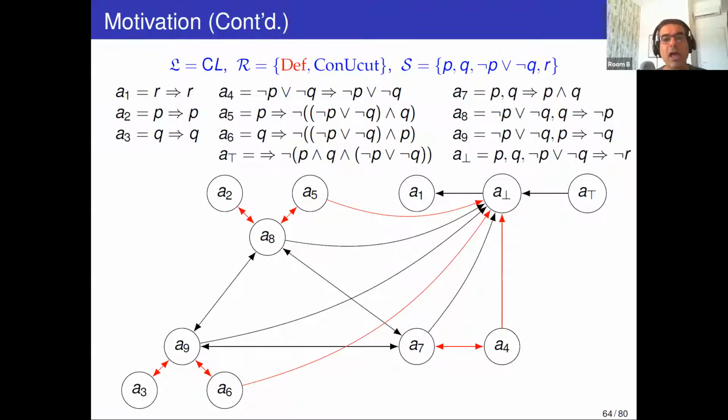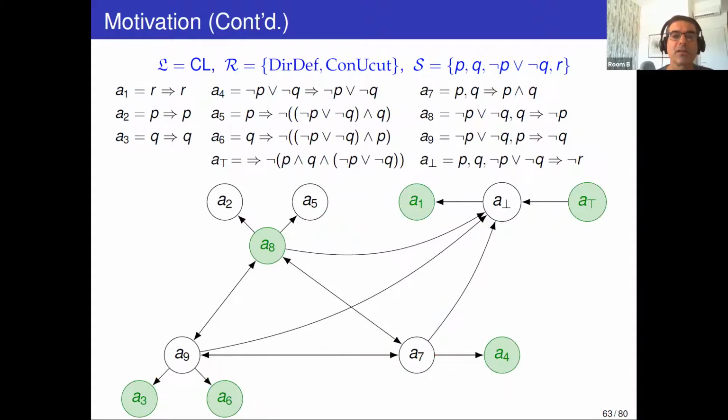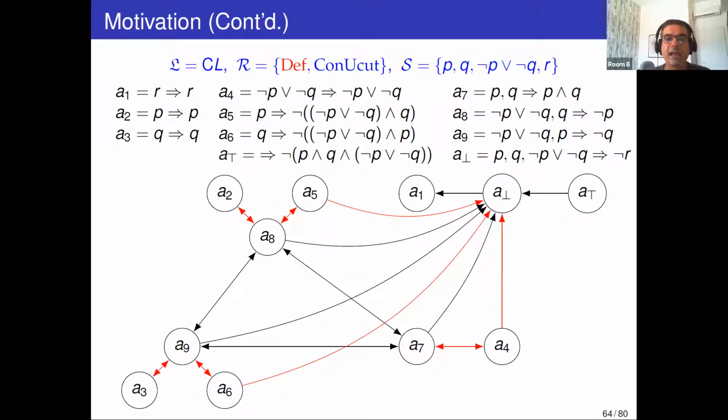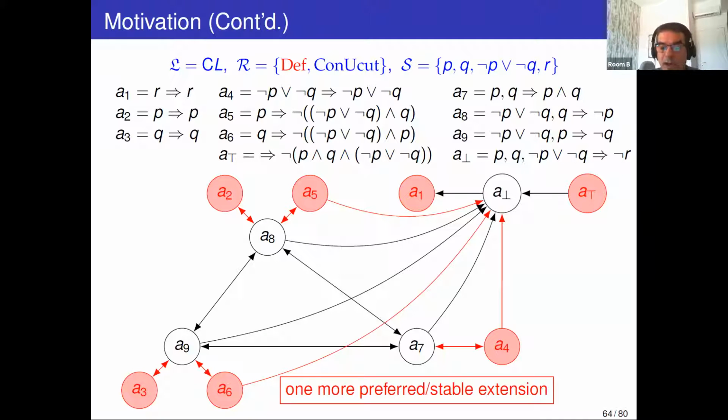Note that if we change direct defeat to defeat, we have new attacks. So you see that the red arrows are not the same as the arrows that we had in the direct defeat case. When we had direct defeats, we had these arrows. Some of them become double arrows, and some of them just appear in the case of defeat. And so when we switch to defeat, we have one more preferred and stable extension, which is not consistent.